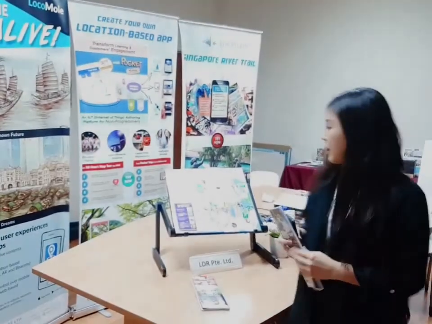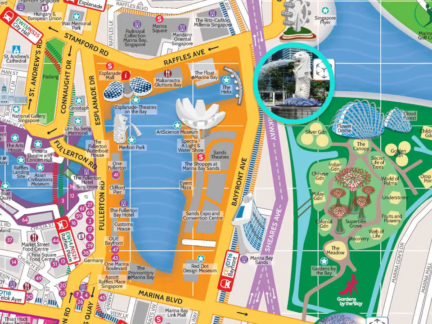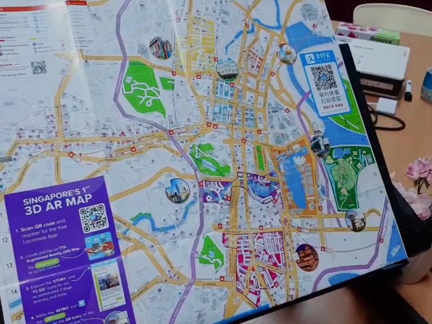So let's take a look at the map here. As you can see, there are several AR icons showcasing Singapore's hotspots. For example, we have Singapore River here or Marina Bay here. Let me show you more about how we can use the Locomole app to interact with these AR icons.